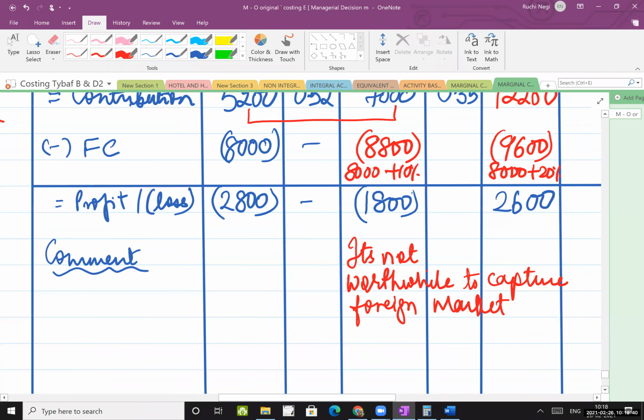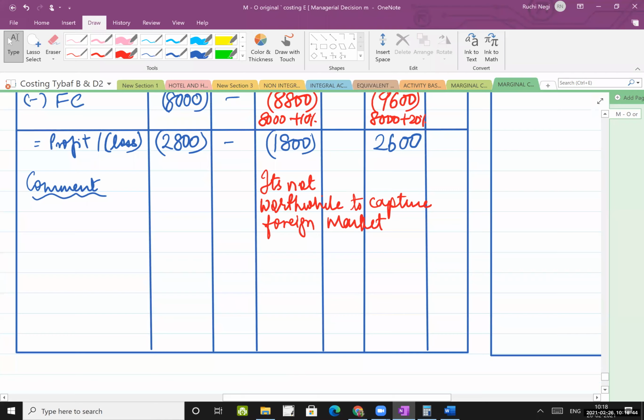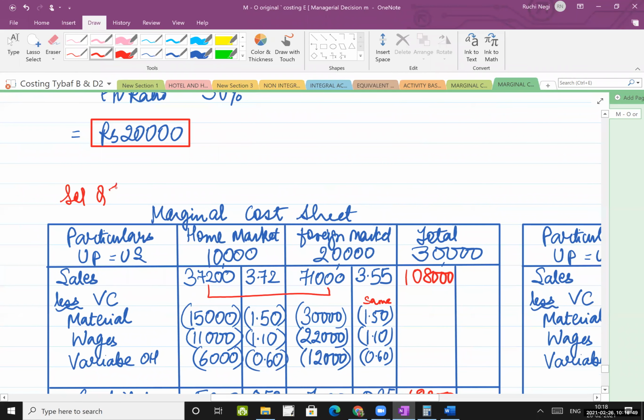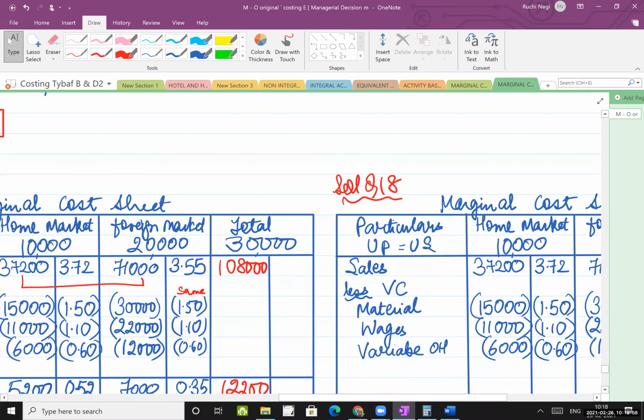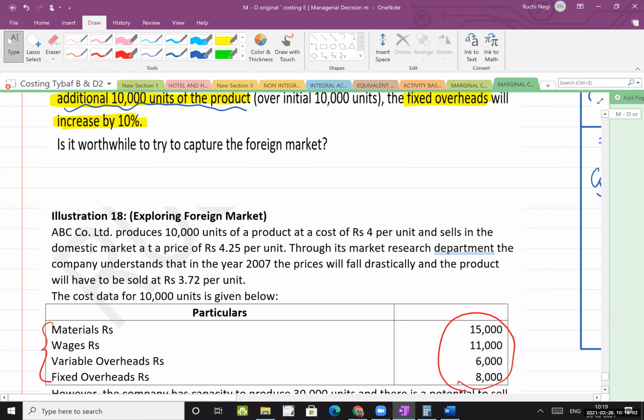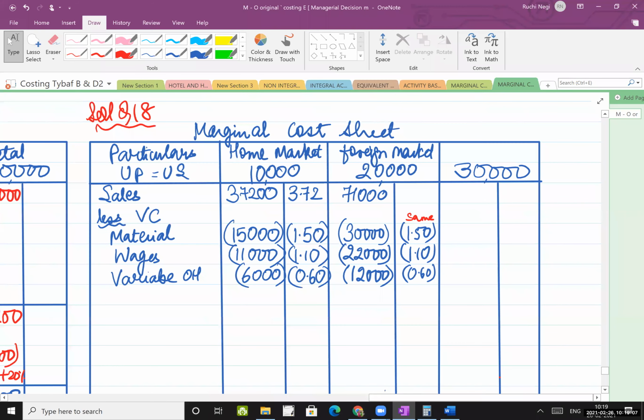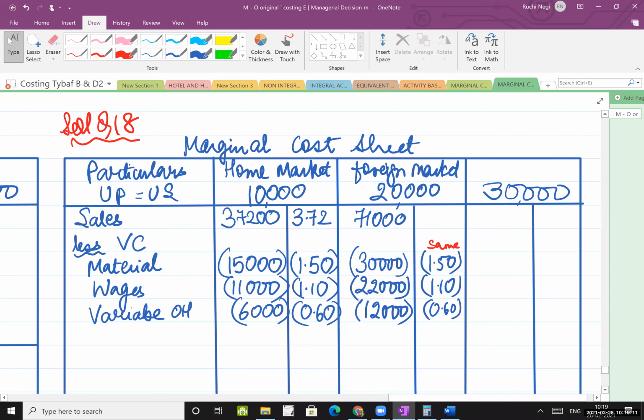Okay, so let's continue. This was the solution to question number 7. And similarly, this is the solution to question number 18. Same way we will do it. Start. Yahan tak to same hai. Home market, foreign market, and 30,000 the total. Okay, till here it is same. Itna part similar hai. So just note down this.